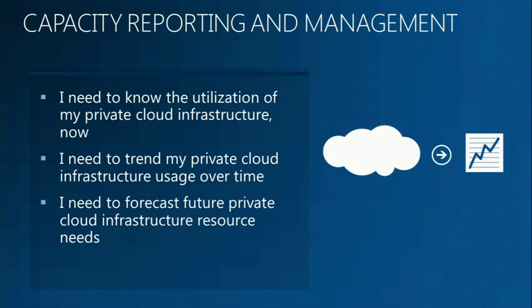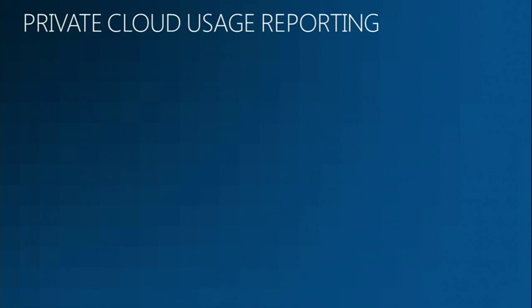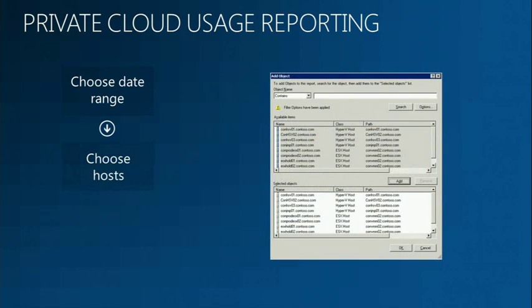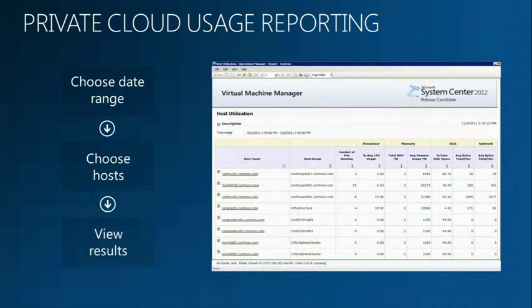So I need to know what my utilization is now. I need to know what my trending has been, and if possible, forecast what it's going to be like in the future. And VMM, or System Center 2012, allows you to do that through the connectors between VMM and Operations Manager. Within Operations Manager, I basically open up reporting, choose the date range, and pick the servers I want to deploy. As you see here, they're both Hyper-V hosts and ESX hosts. And then it gives me a nice little report of how they're performing right now.